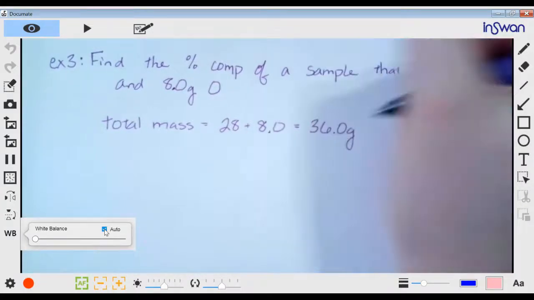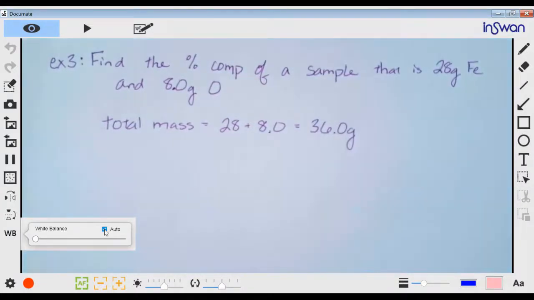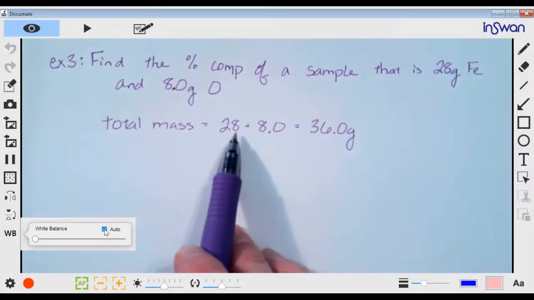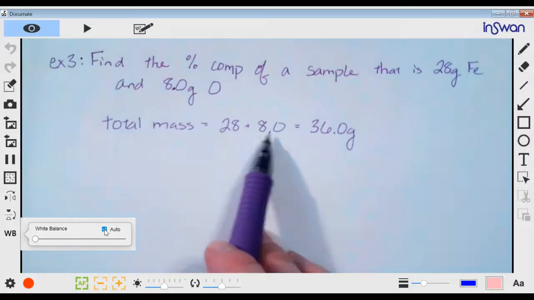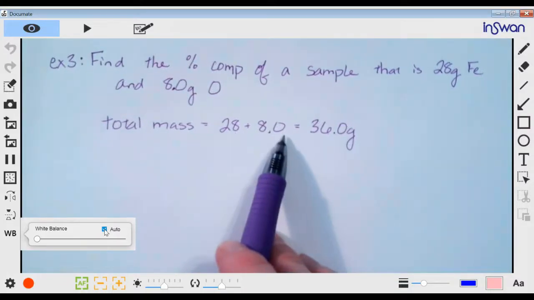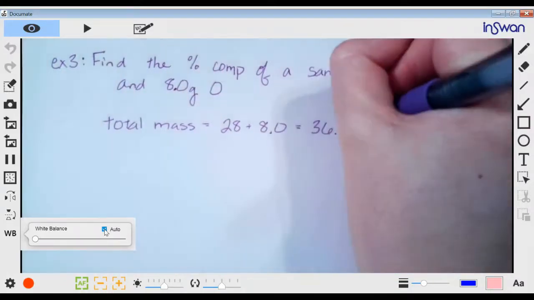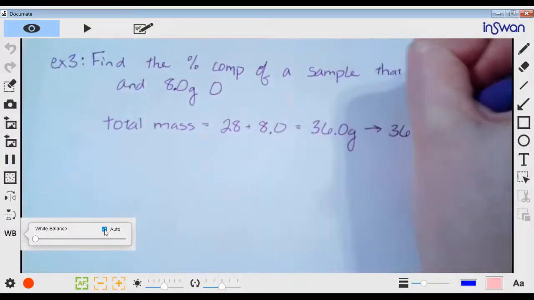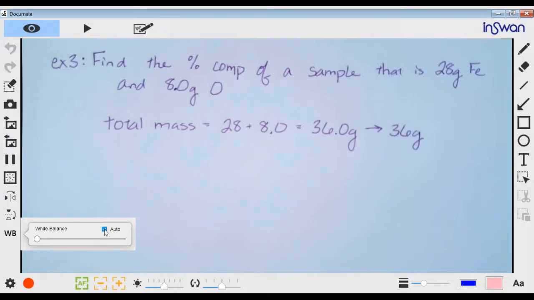36.0 grams. Okay, now technically if I'm thinking about my sig figs, this one has 2 and it's getting rounded to the ones place. This one's getting rounded to the tenths place. So if I go ahead and round that appropriately since I'm adding, the answer is just going to be 36 grams for the total mass. Okay, so let's go ahead. We want to find the percent composition. Since it's not specifying a specific element, I need to go ahead and do it for both iron and oxygen.